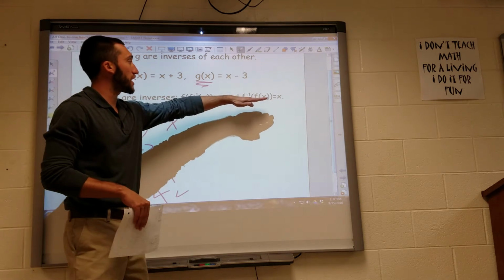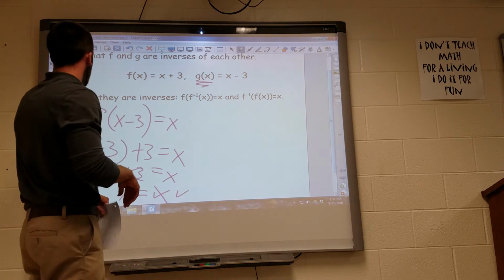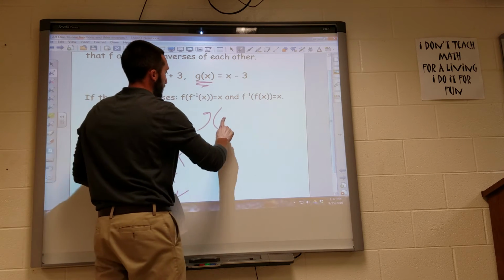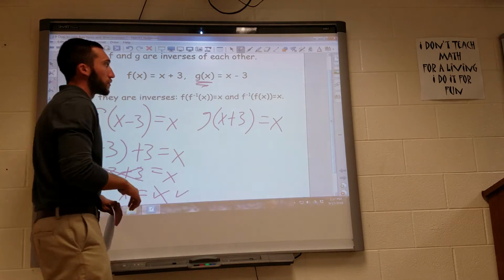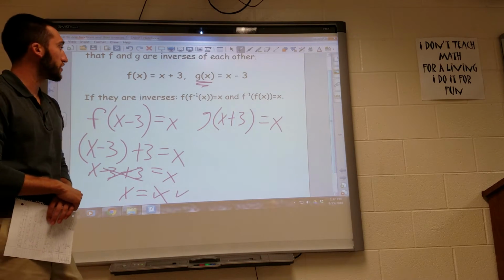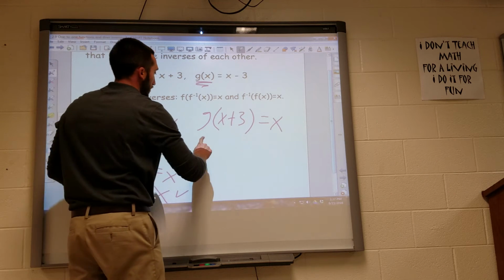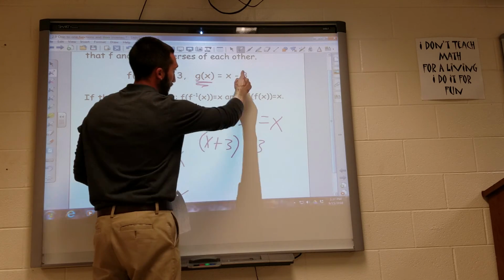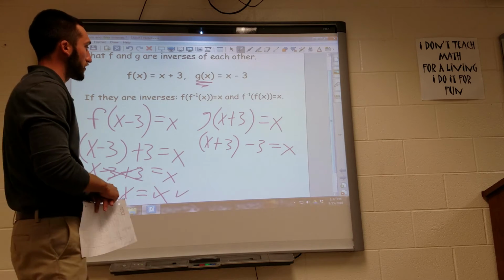But let's also check that f inverse of f of x gives us x. So that just means I would do g of f of x, in this case x plus 3, equals x, right? It has to equal x if they are in fact inverses. So I take x plus 3, plug it into g, so I get x plus 3 minus 3 on the outside. I still have to carry that minus 3 down. That has to equal x if they are in fact inverses.